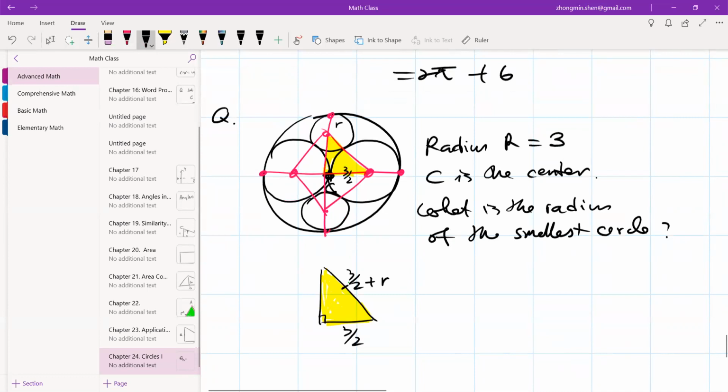The height is going to be the radius of the largest circle minus r. The largest circle is 3, so it is 3 minus r. So once you figure this out, the rest of it is trivial, applying the Pythagorean theorem to the problem. Okay? Right?